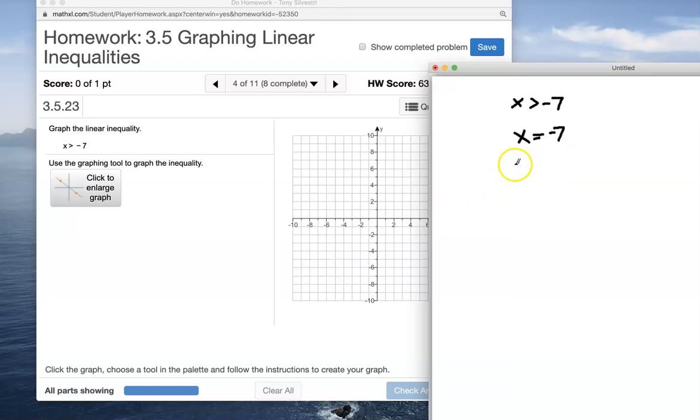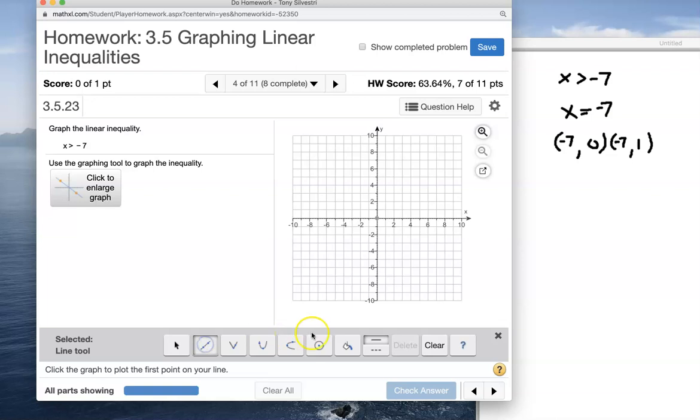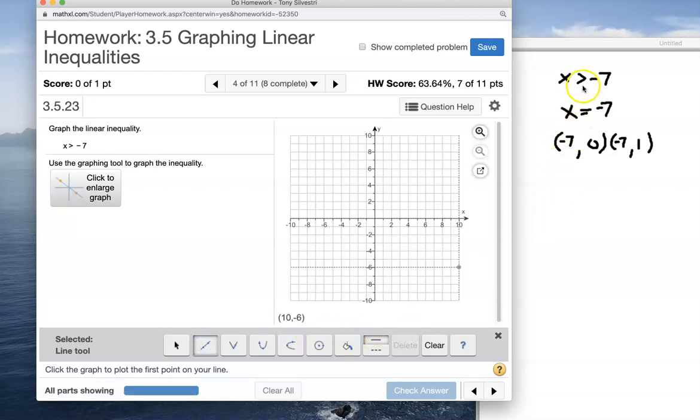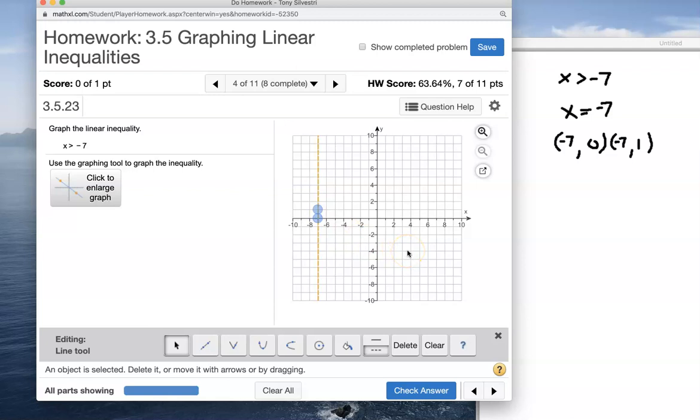Now to draw a vertical line, you still need 2 points. It's just saying that those 2 points have to have x values of -7, and you can pick whatever you want for y. So let's draw that. Those are your 2 points. Now, there's no equals on the original inequality, so make sure you have a dash. So -7, 0 is here, and -7, 1 is a little bit up there. So there's your dashed line.